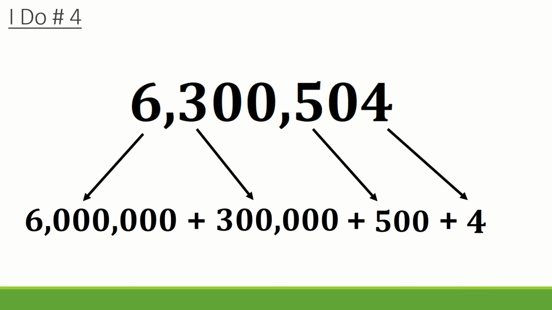And so here we have represented a 7-digit number in its expanded form, which reads as 6,000,000 plus 300,000 plus 500 plus 4.